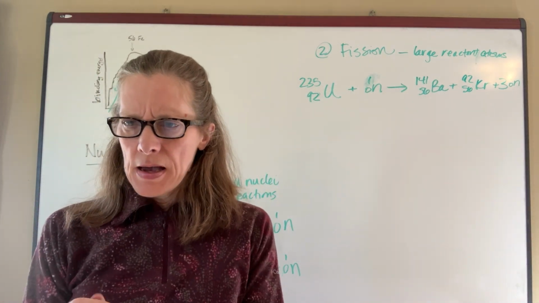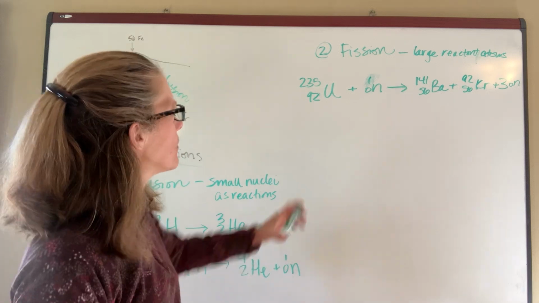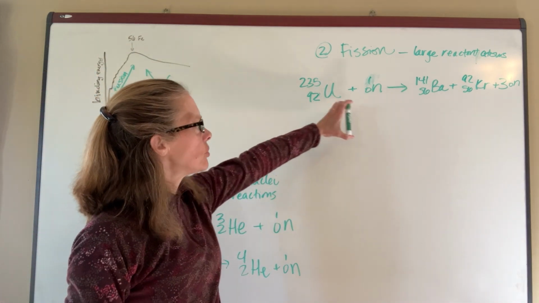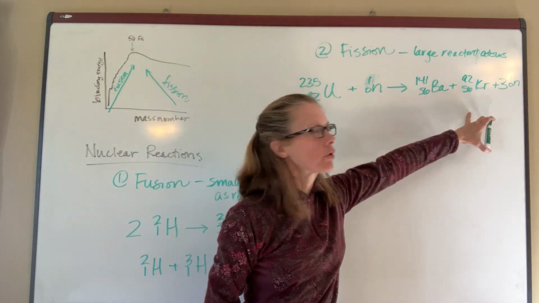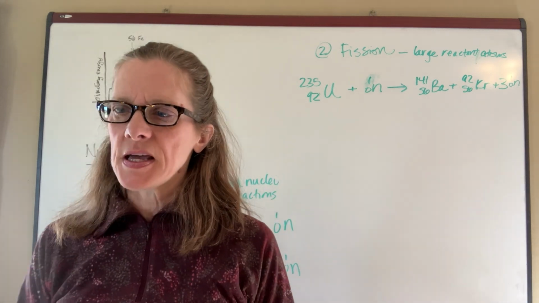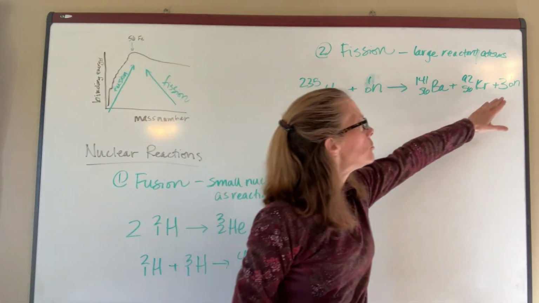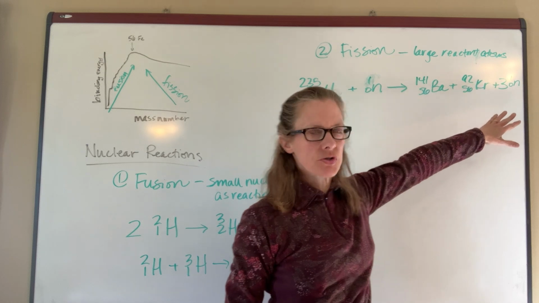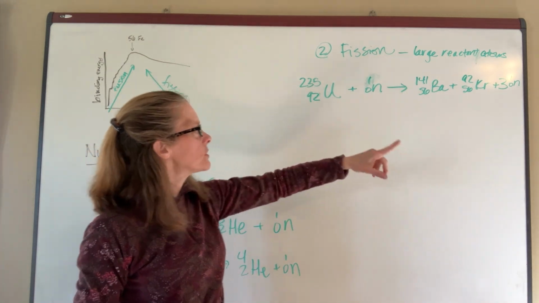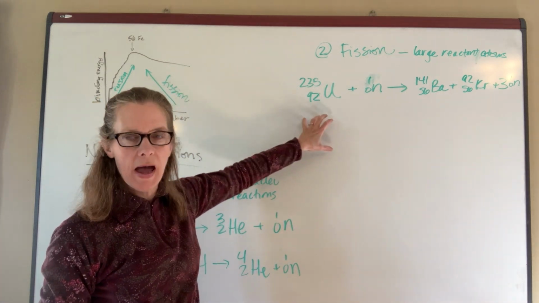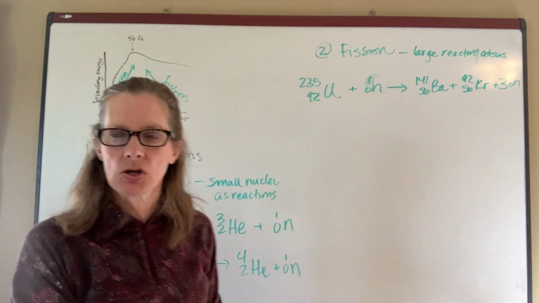Okay, so you can see that here I have a very large nucleus, and then by shooting that neutron on it, I've made 2 smaller nuclei. Now what happens then is these 3 neutrons that have been produced can then go and strike more uranium atoms and cause the reaction to continue.